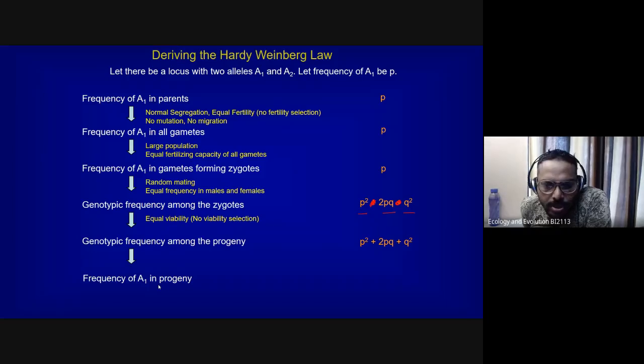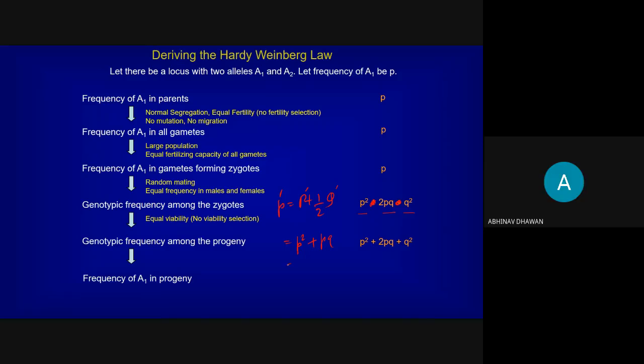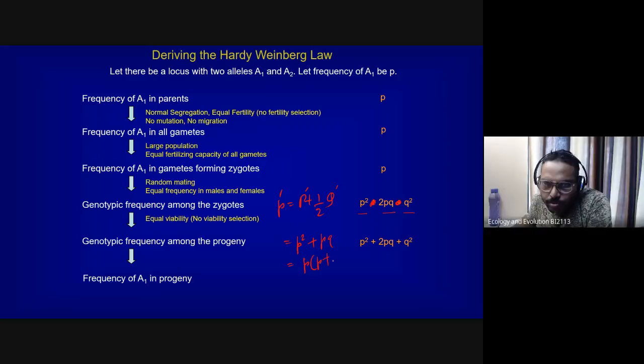Now, the frequency of A1 in progeny is going to be, remember, small p is P plus half Q, correct? So small p in the next generation is going to be p dash equal to P dash plus half Q. What is my P dash? This is p squared, plus half of Q, which means pq, equal to p plus q, which is always 1 trivially. You guys see how this is coming?